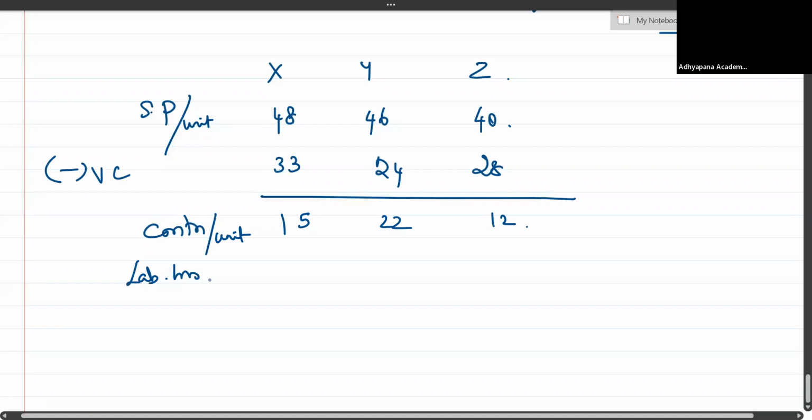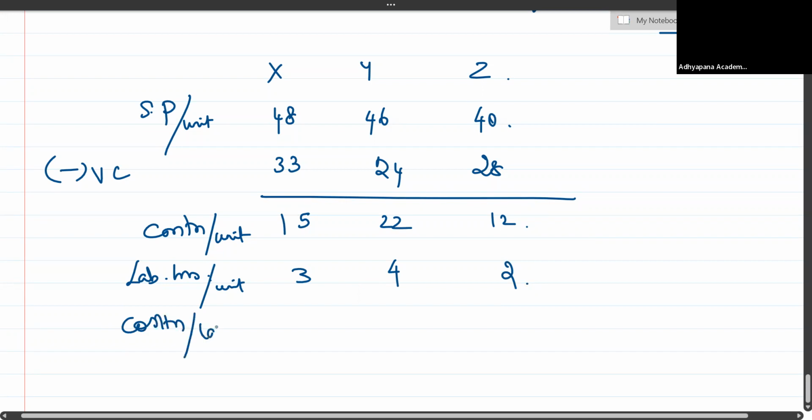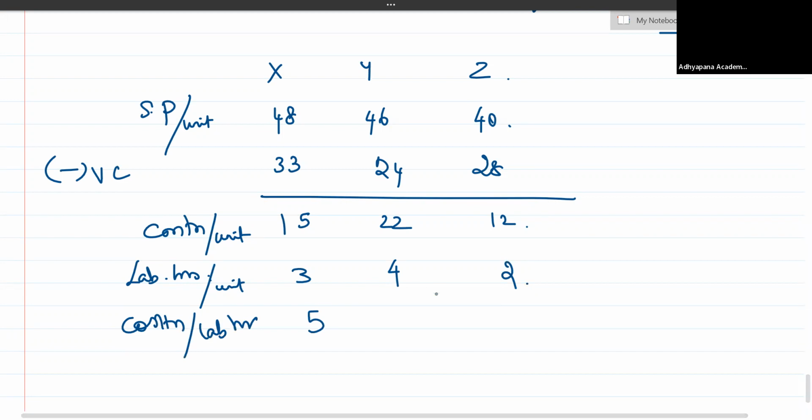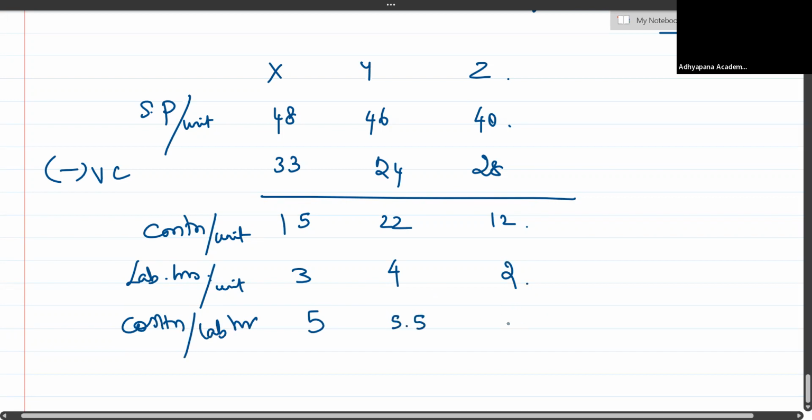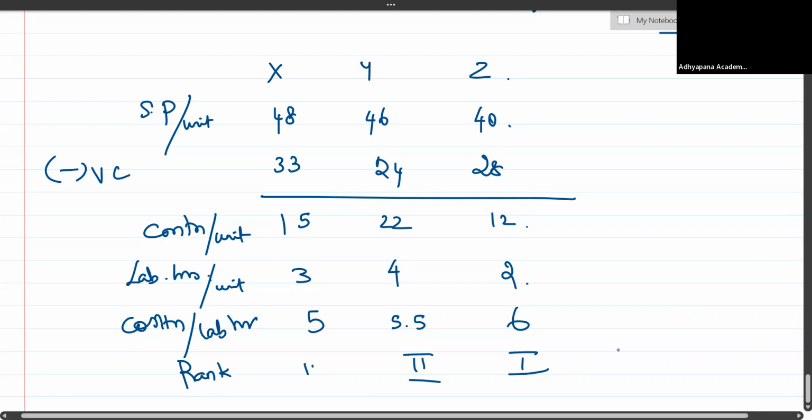Suppose they say there is a limiting factor of labor hour availability. So here the limiting factor is not on the capacity, it is on labor hour availability. Suppose they say the labor hours required per unit is 3, 4, and 2. In which case, what will I do? I will find a contribution per labor hour and rank the products. So ranking of products will be 15 by 3, 22 divided by 4, 5.5, 12 by 2, 6. So now to rank the products based on the limiting factor, Z will be given first priority, next is Y, and last will be X.